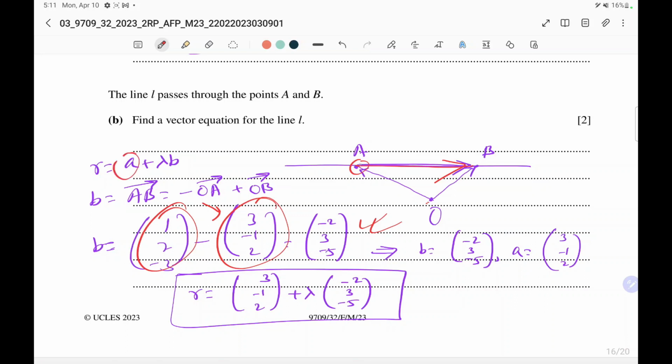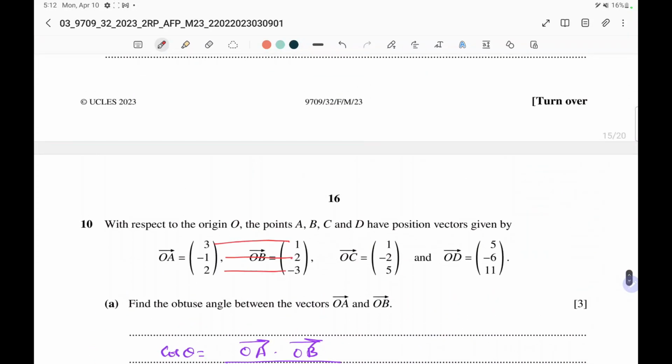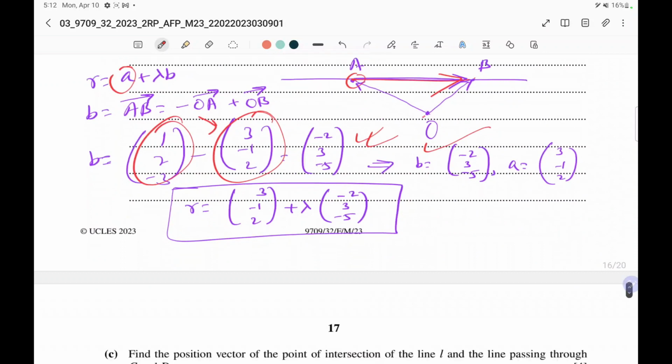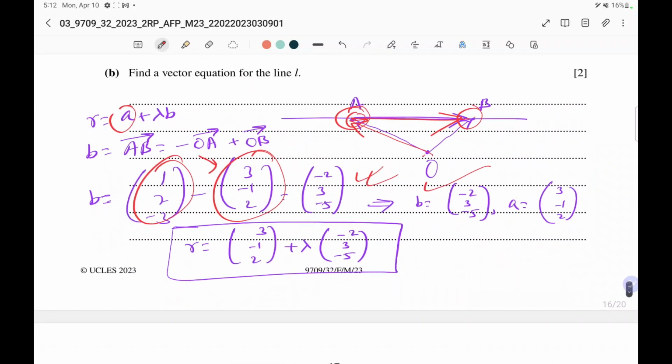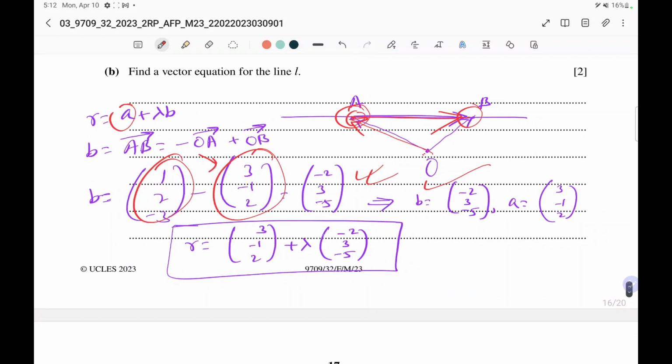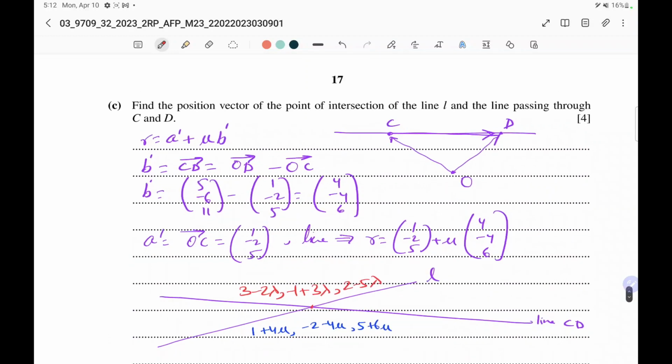A is a position vector, you can consider A or B. So I have considered this B, which I got, and A, 3, minus 1, 2. OA I have considered. No problem, I told you, you can consider this or this. So r equals a plus lambda b, where I just substituted all those values of a and b.